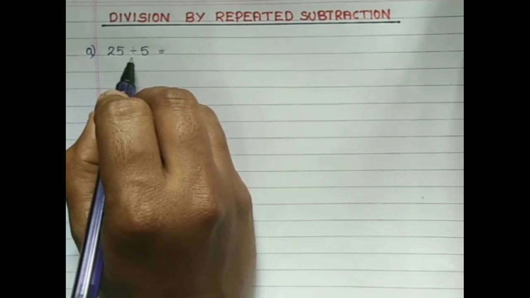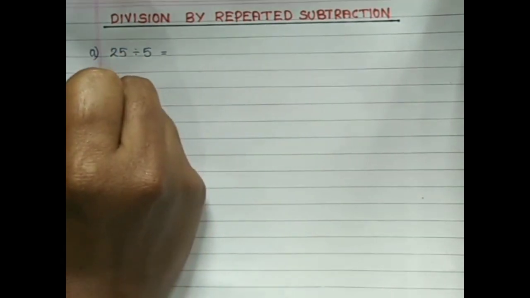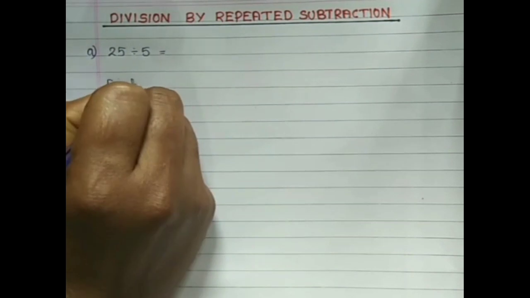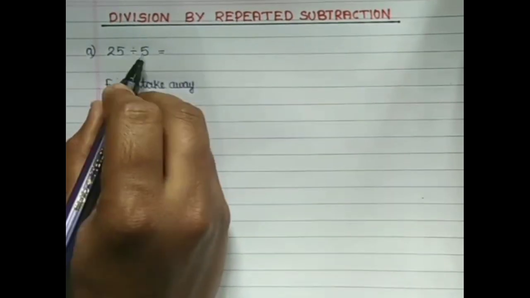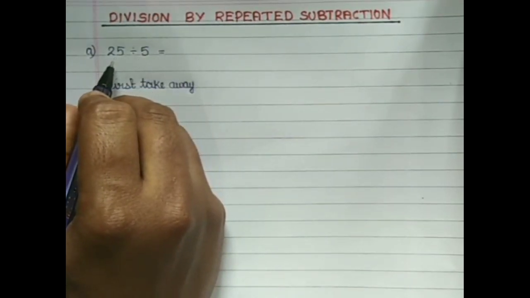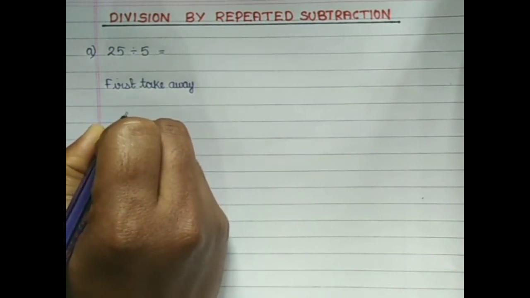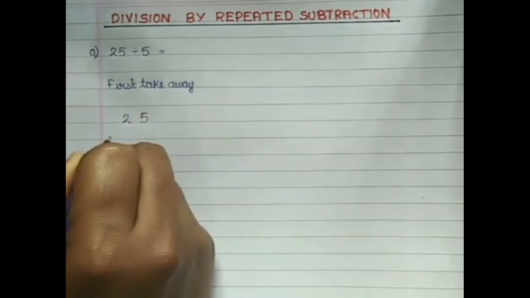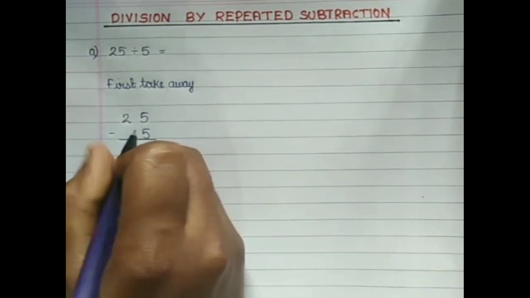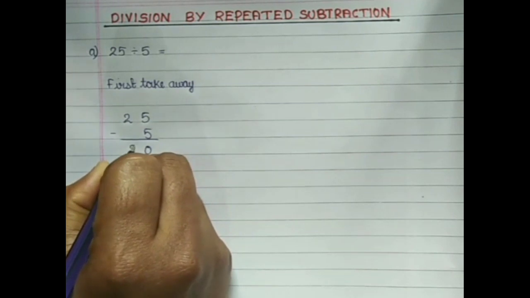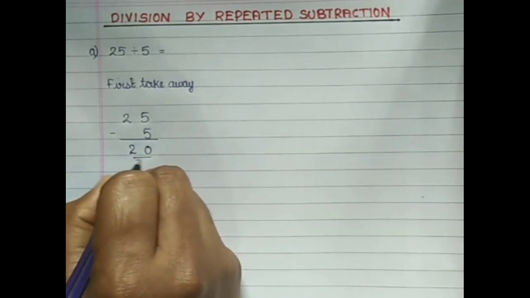So children, first we take away 5 from the number 25. So the first step is first take away. We have to take away 5 from the number 25. That means we have to subtract the number 5 from the number 25. So we can write 25 minus 5. 5 minus 5, the answer is 0. And we can write down the number 2. So if we take away 5 from the number 25, the answer becomes 20.